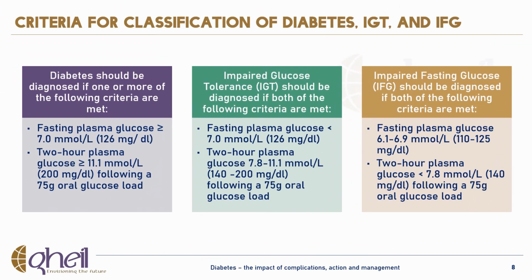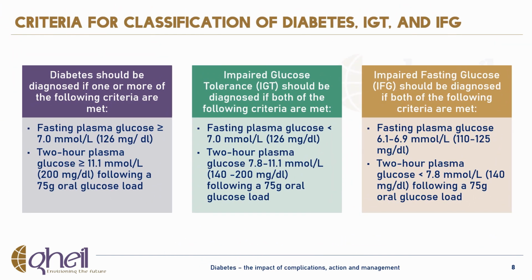Currently, WHO and IDF recommend the 2-hour oral glucose tolerance test, OGTT, for the detection of IGT and IFG. However, there is accumulating evidence for the use of the 1-hour OGTT as a more sensitive method capable of identifying intermediate hyperglycemia at an earlier time point.